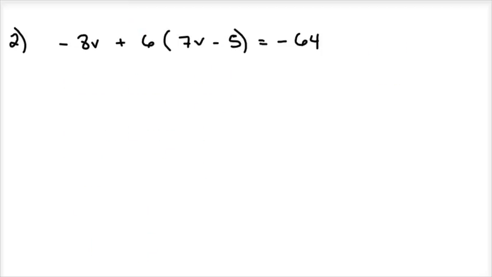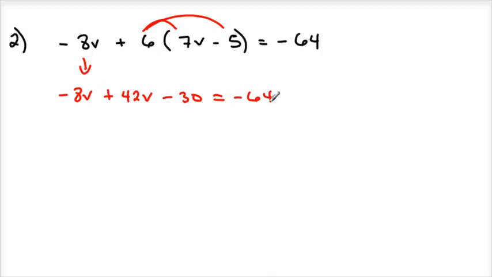Negative 8v plus 6 times the quantity of 7v minus 5 equals negative 64. In this case, I'm only going to distribute the positive 6 to both terms. This negative 8v, I'm just going to bring it down, negative 8v. So I got positive 6 times positive 7v, so it can be positive 42v. 6 times negative 5 is negative 30, equals negative 64.